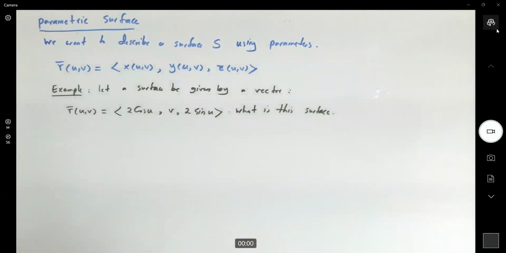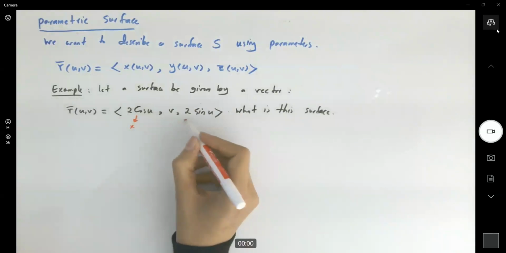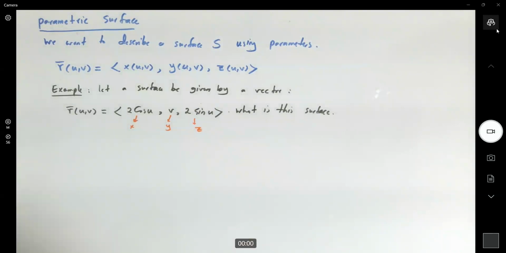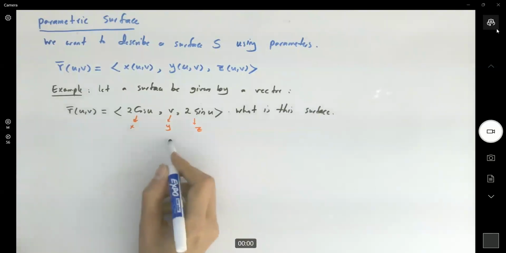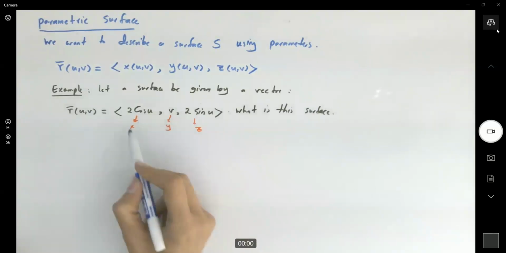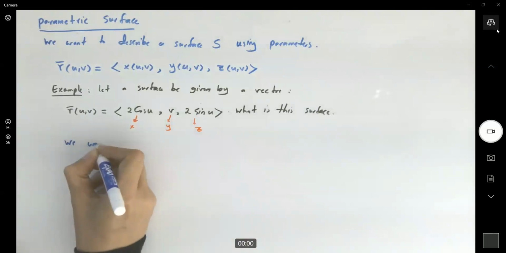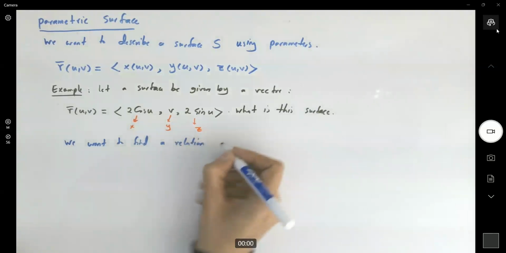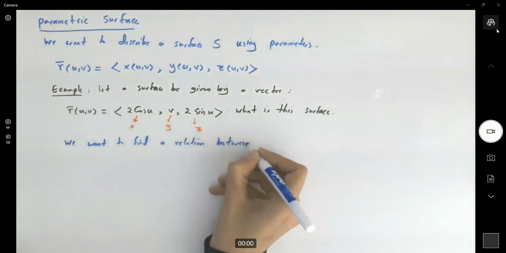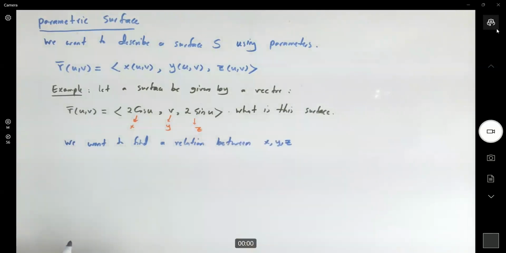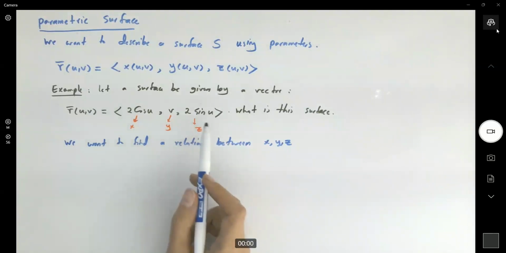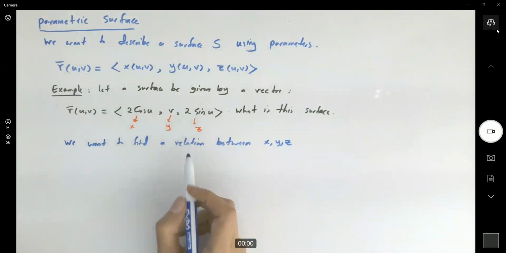What is this surface? Okay. So it says that, well, my X is 2 cosine U, my Y is V, and my Z is 2 sine U. Can I find a relation between these three? Recall that we have three variables in two parameters. We want to find a relation between X, Y, and Z. So if I take my X, square it, take my Z, square it, I can find a relation here somewhere.